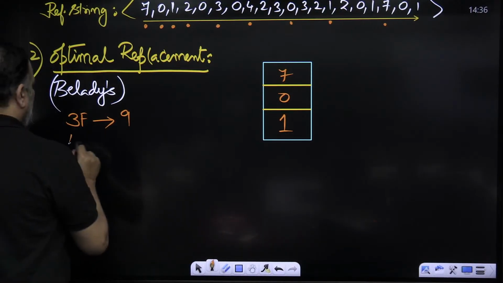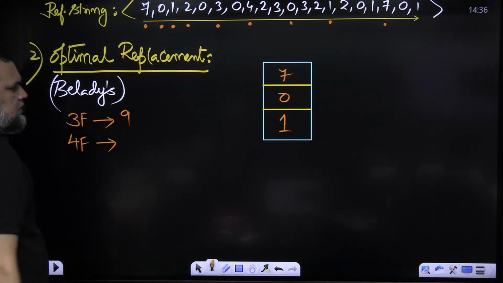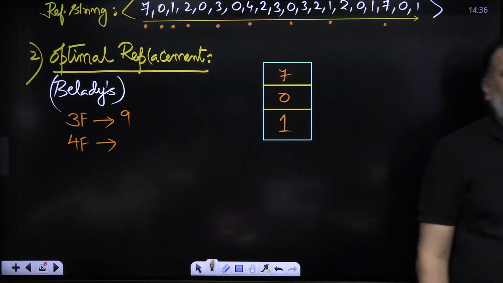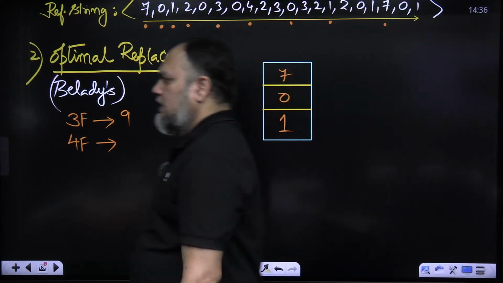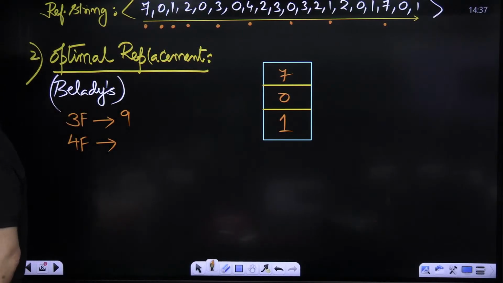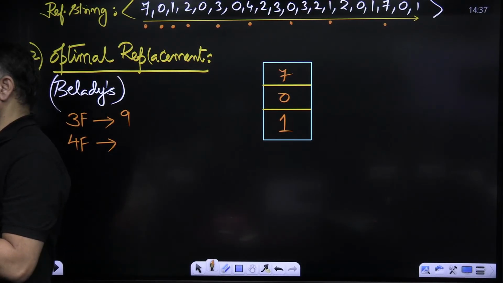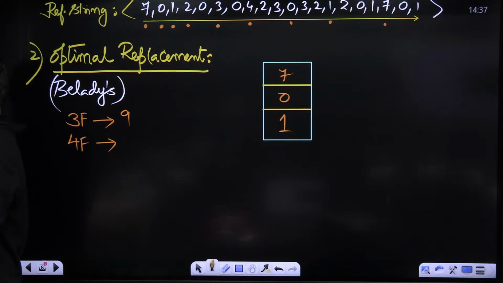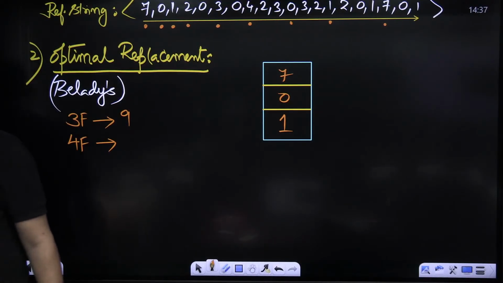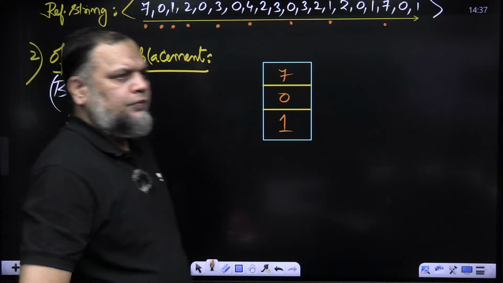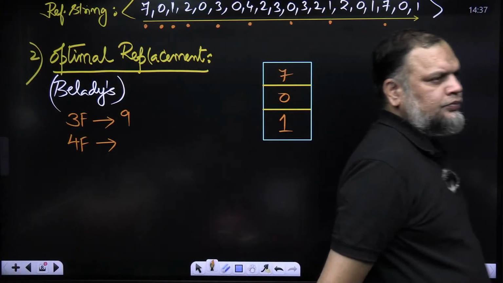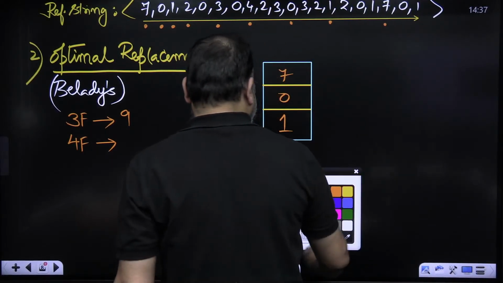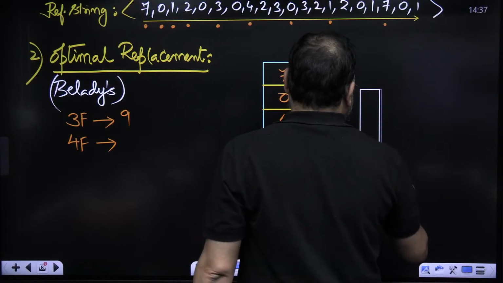Can you work out with 4 frames and let me know how many page faults, boys and girls? Can you work out with 4 frames and tell me how many page faults will happen with optimal replacement? Please work it out quickly and tell me, and make sure that your practice is on track. Four frames, 8 page faults. Very good, Vijay. I am also working out. You also work it out, I am working it out too. 4 frames.